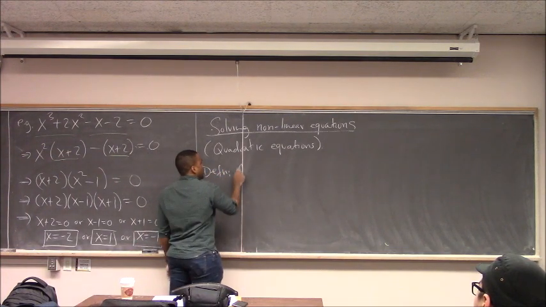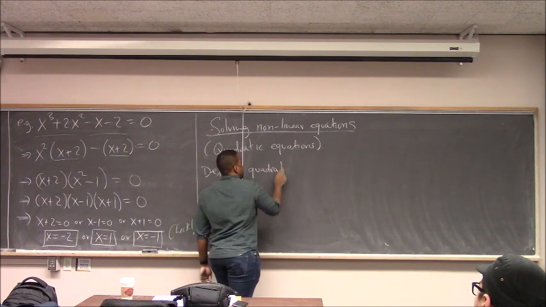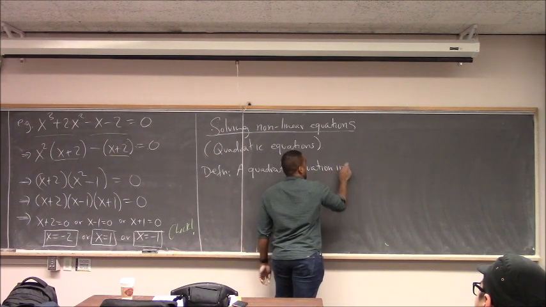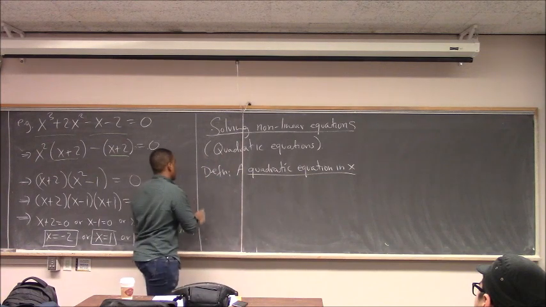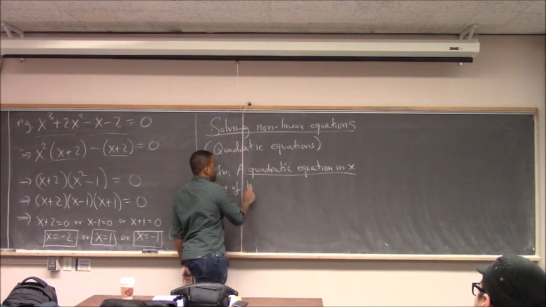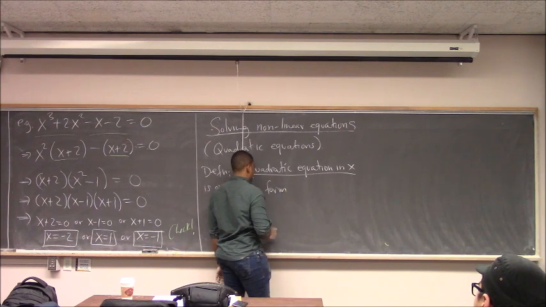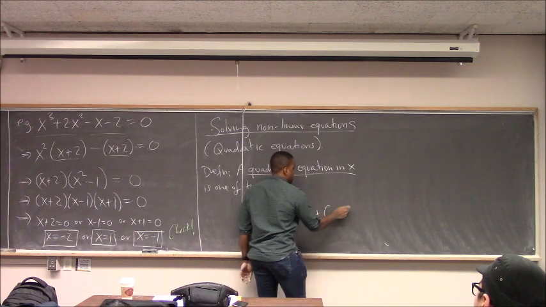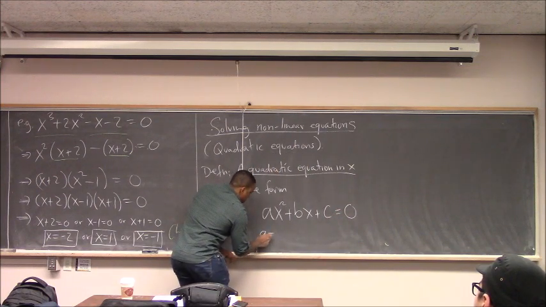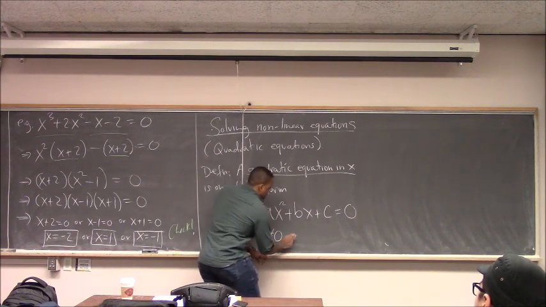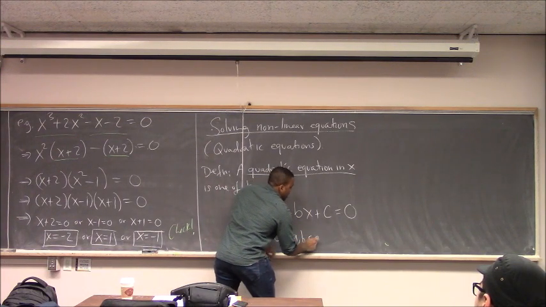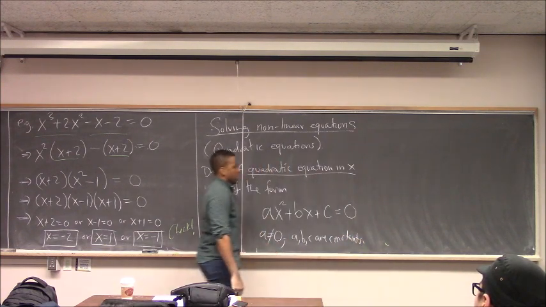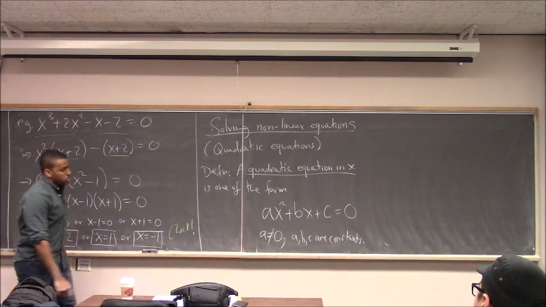Definition: a quadratic equation in the variable x is one of the form ax squared plus bx plus c equals 0, such that again your a is not 0 and a, b, c are constants. An equation that can be written in that form is called a quadratic equation.